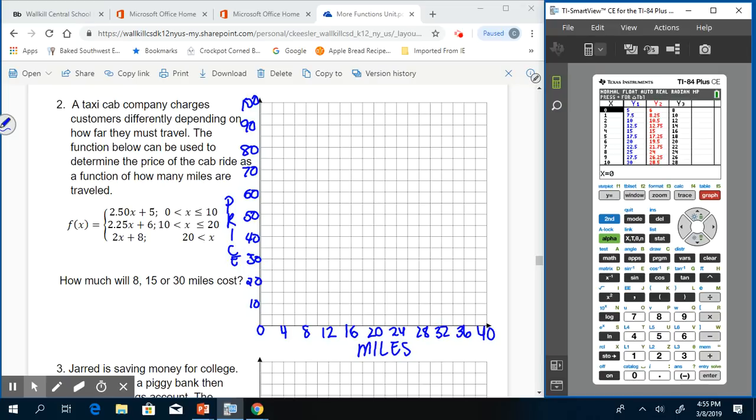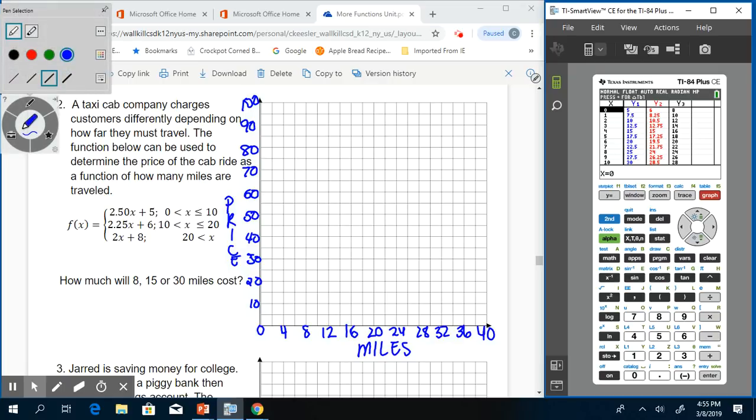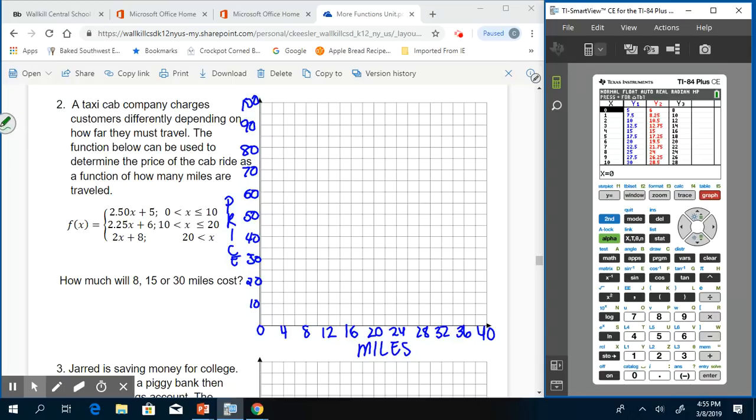So for the first set, we want to go from 0 to 10. Obviously, if you're not going anywhere, you're not going to be charged anything. So 0 is going to be an open circle, 0, 0. And then we want to go all the way to 10. So 0, oh, actually, I shouldn't have put 0, 0 there. 0, 5, because 5 is our y-intercept. So 0, 5 should have an open circle.